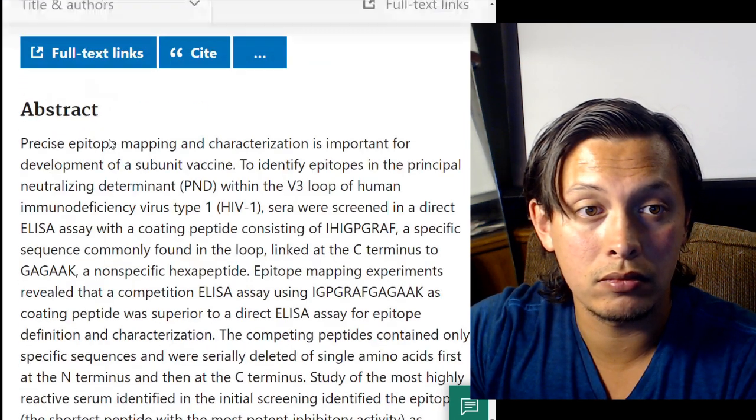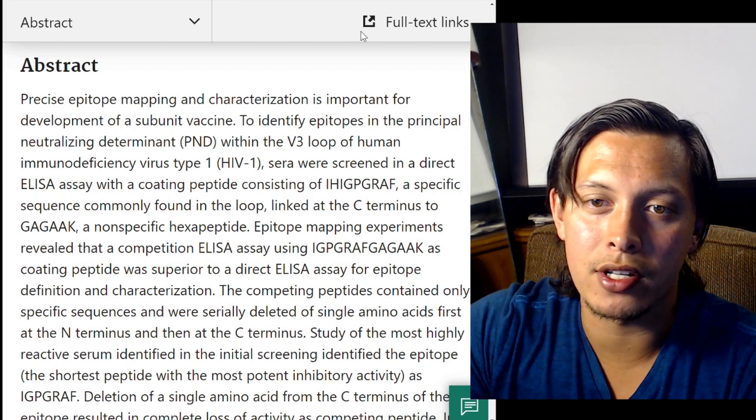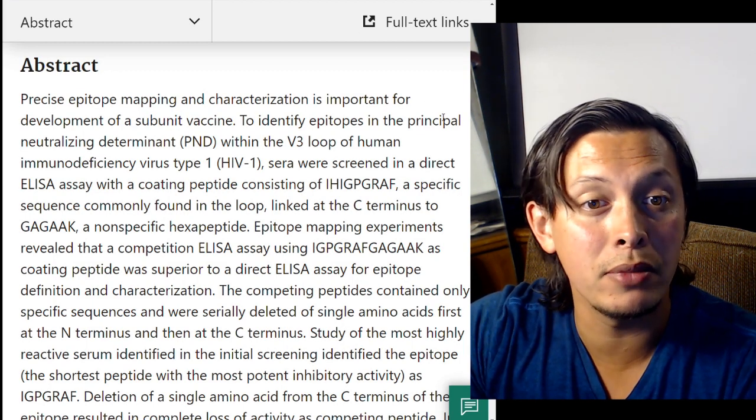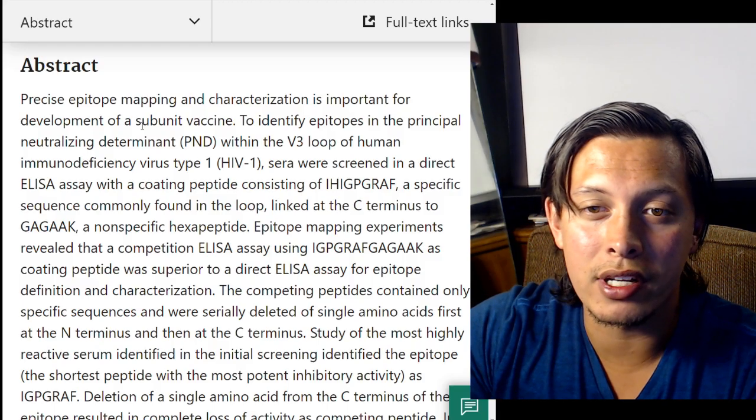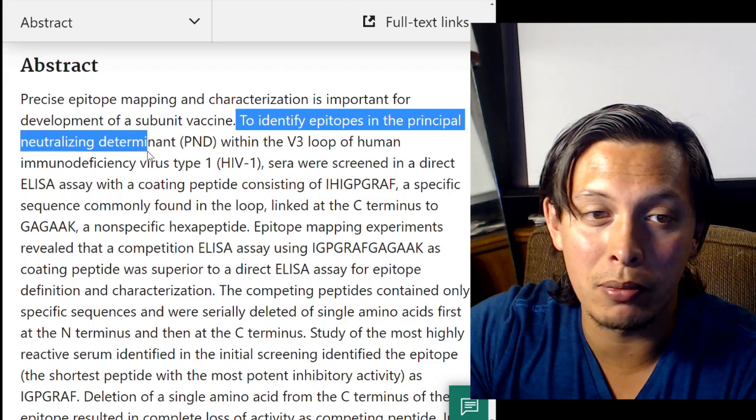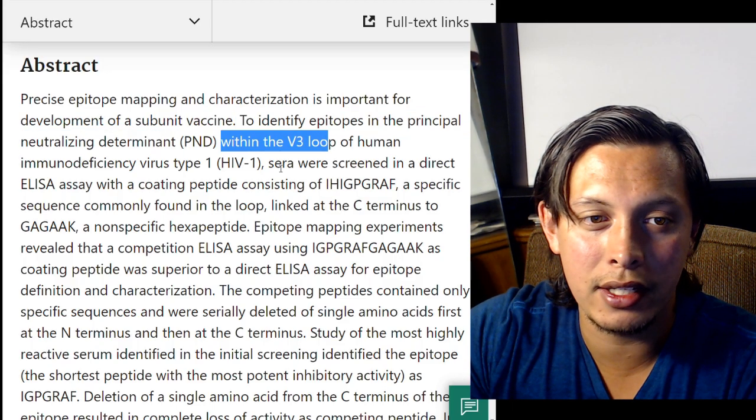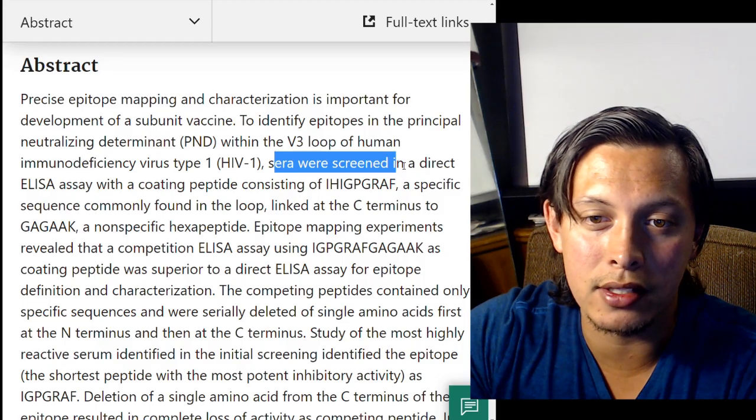So precise epitope mapping and characterization is important for the development of a subunit vaccine, to identify epitopes in the principal neutralizing determinant, or PND, within the V3 loop of HIV. Sera were screened in a direct ELISA assay with a coding peptide consisting of this.